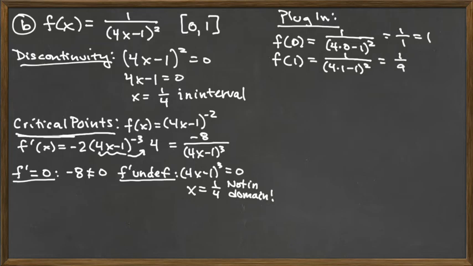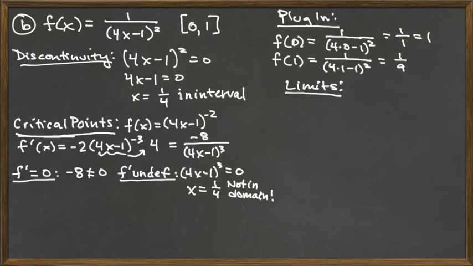And so those are the only two plug-in values, but we need to compare it to what's happening at the discontinuity, because right now our candidate for the biggest value is 1 and the smallest value is 1/9, but we need to see if the discontinuity is going to throw that at all. And so let's look at, we'll say limits.